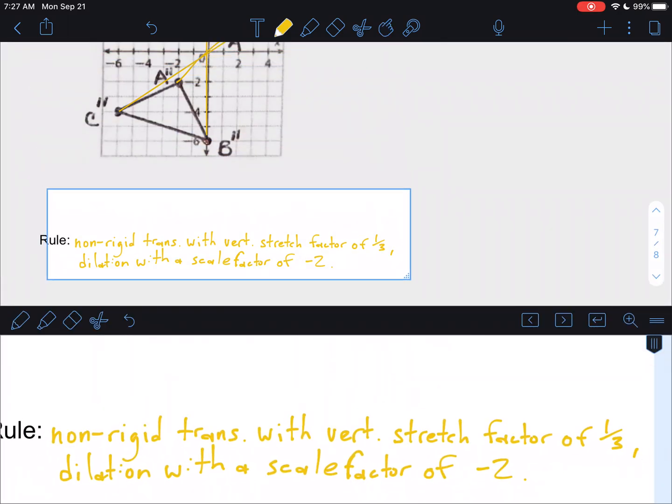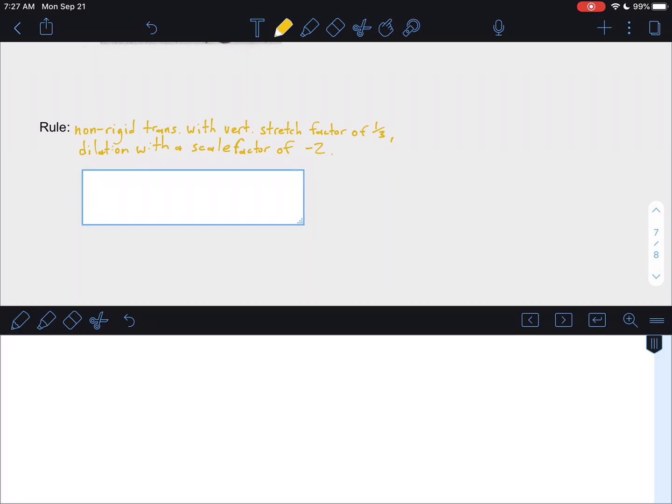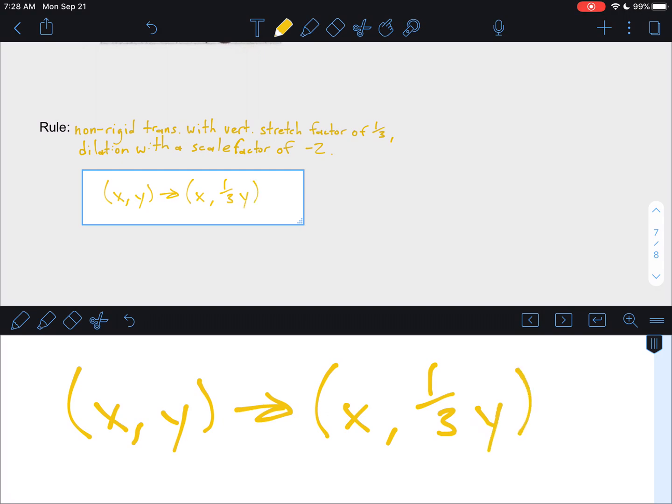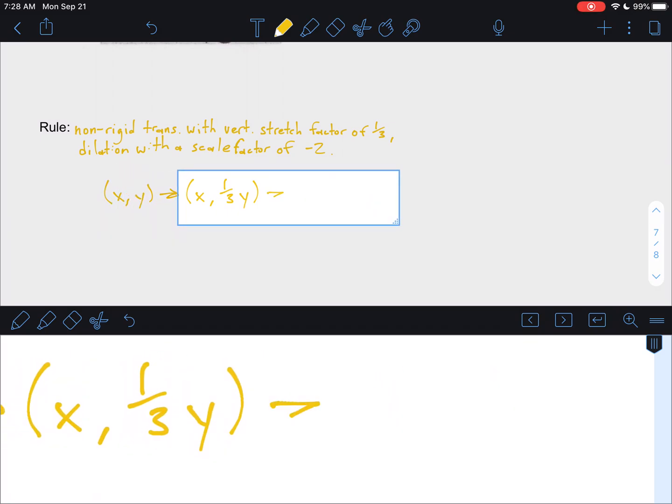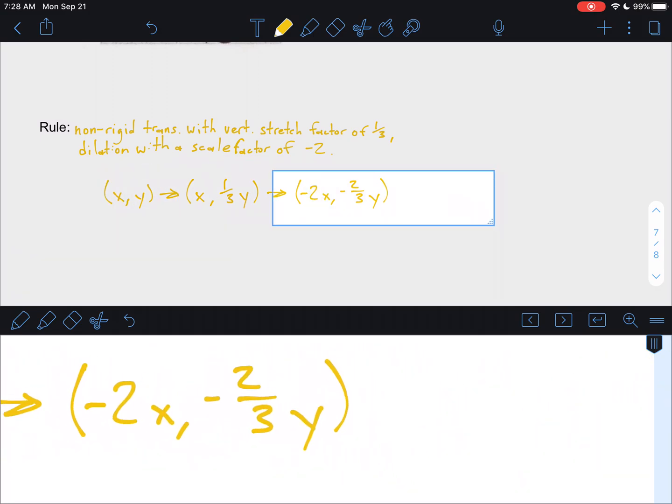Okay, so first thing that happened, we had a non-rigid transformation with a vertical stretch factor of 1/3. So that means it started (x, y), and the y values were multiplied by 1/3. The x values were left alone. So it went to (x, 1/3 y). And then it had a dilation with a scale factor of negative 2, which means this x and this 1/3 y are both getting multiplied by negative 2. So that is going to negative 2x, and negative 2 times 1/3 is negative 2/3 y. So it went from (x, y) to (-2x, -2/3 y).